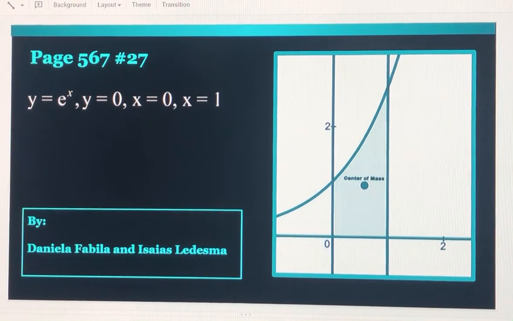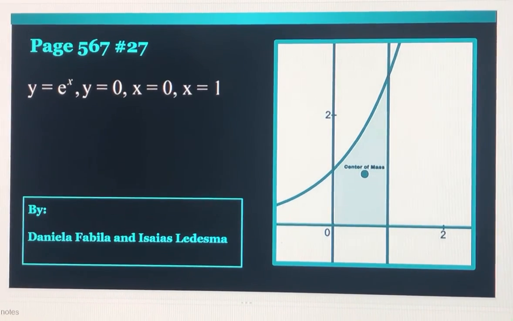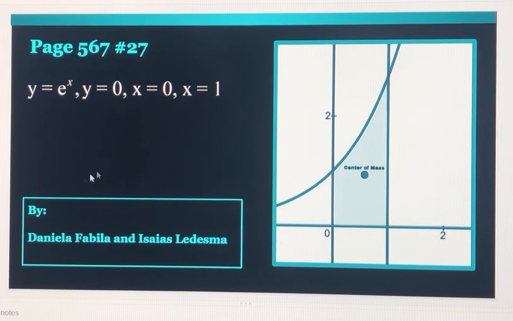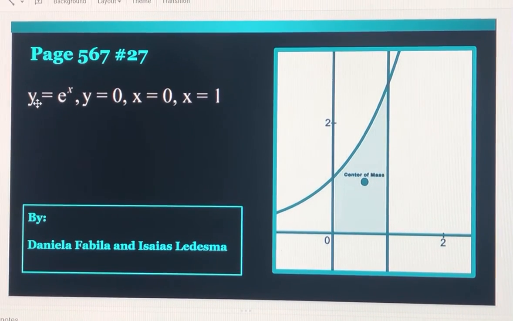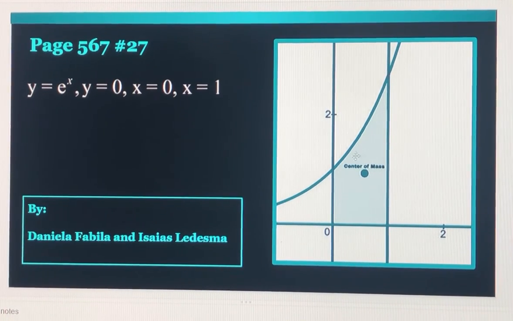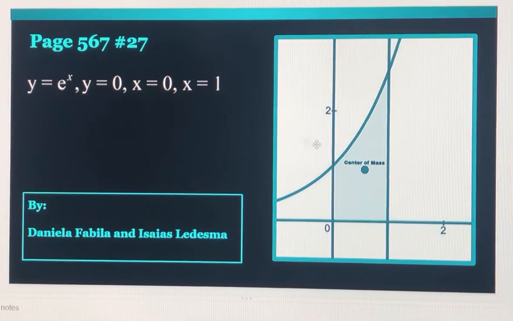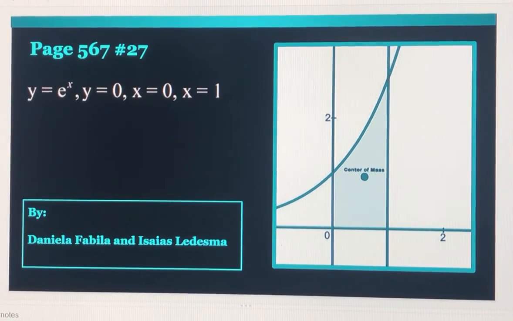The problem for our group project we decided to do is number 27 of page 567. This is by Daniela Fabila and Isaias Ledesma. We got these 4 lines right here, and when we plot them, we're going to get this shape. Once we got this shape, this is what we think the center of mass is right here.